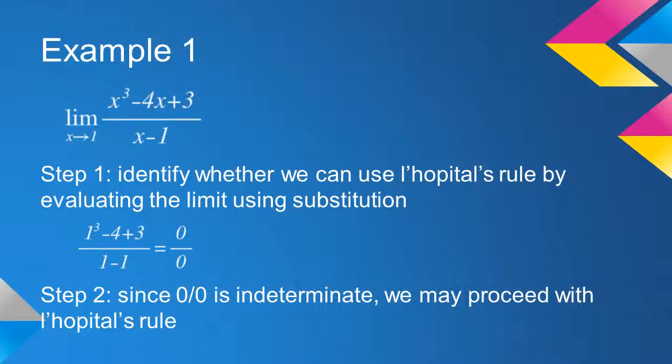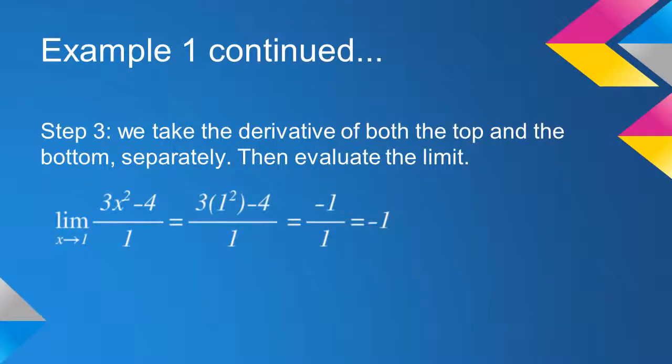And our second step will be, since 0 over 0 is indeterminate, we can use L'Hopital's rule. So now we'll have to take the derivative of both the top and the bottom separately. So same thing I said here. So we take the derivative of both the top and the bottom separately, and then we evaluate the limit. So the derivative of the previous function will be 3x squared minus 4, and the bottom will be 1.